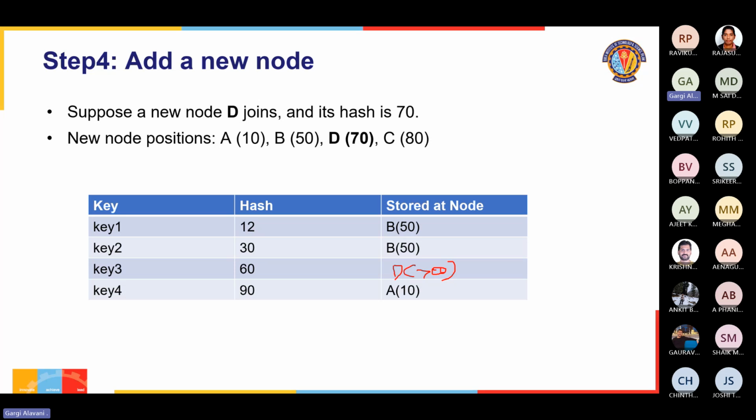Then you remove the data from the earlier node, that is, C. You remove it.